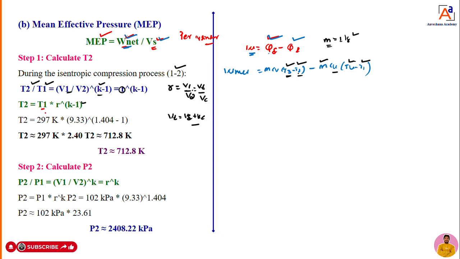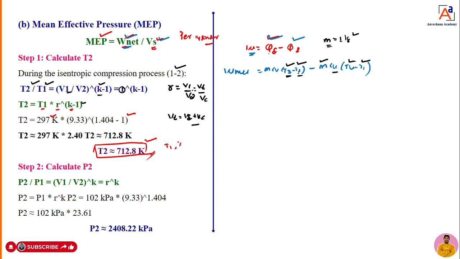So T2 is equal to, what is T1 in Kelvin? 297 K into the r value, that is 9.33, which we know already, to the power of 1.4 minus 1. On simplification, you are going to get the T2 value as 712 Kelvin. T2 is done. T1 is given in the problem, T2 you calculated. Next I will move towards the T3 value.